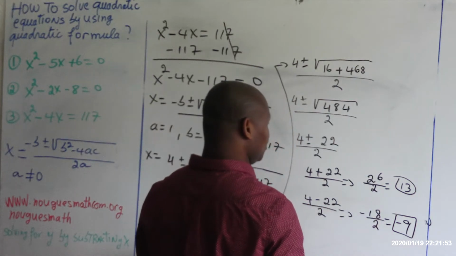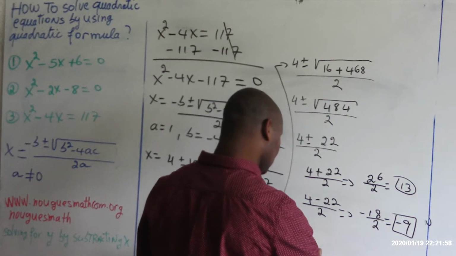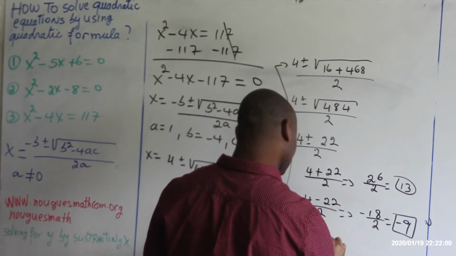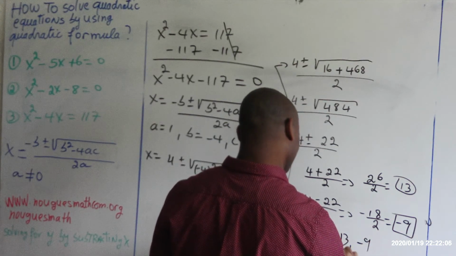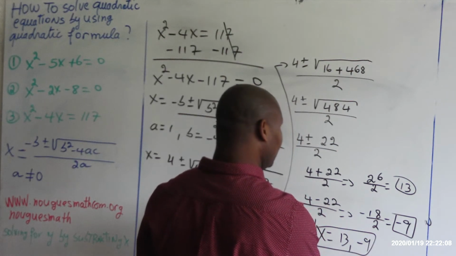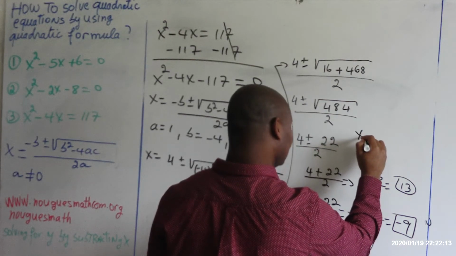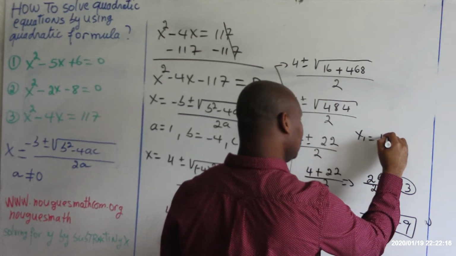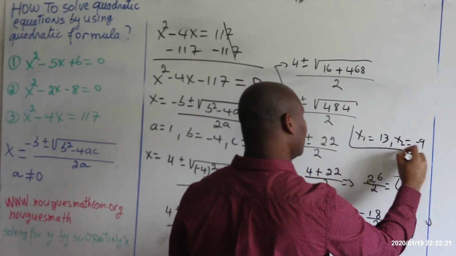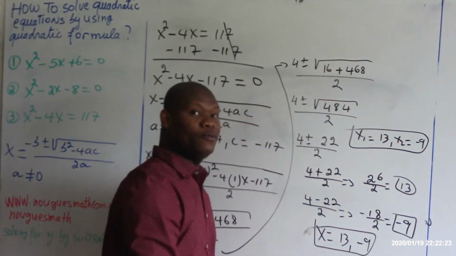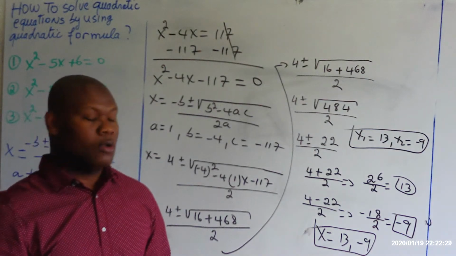Boom. Finish. The solution, you can write the solution. 2 ways you can write it. X equal 13 and negative 9. Another student can write a solution like that. You can write it down: x1 equal 13 and x2 equal -9. Okay, that depends. As long as you have the right answer, you can write it the way you want. Okay. All right.